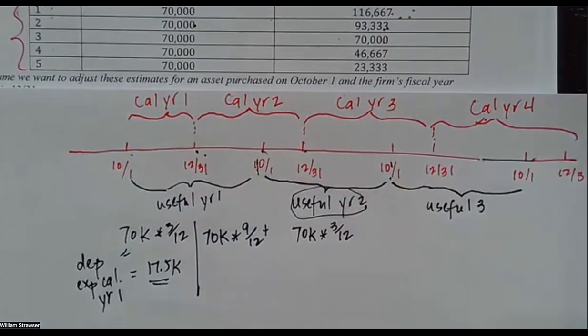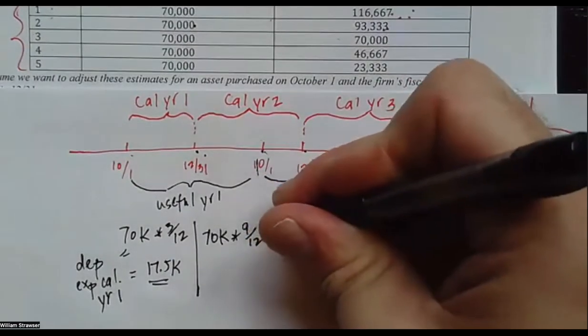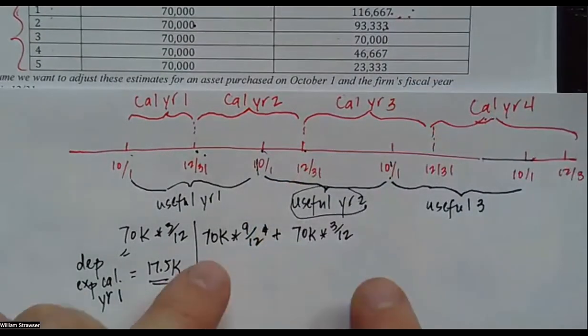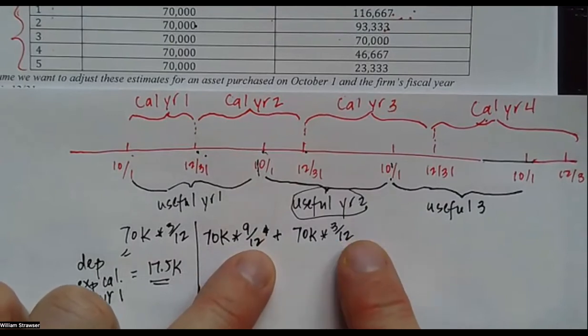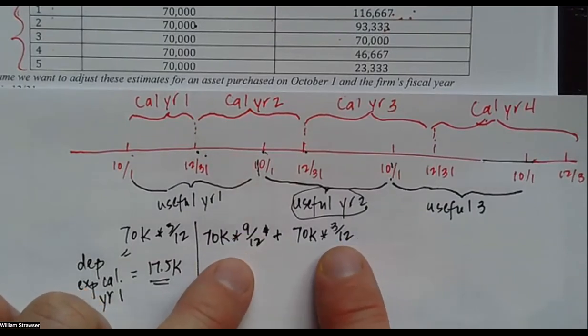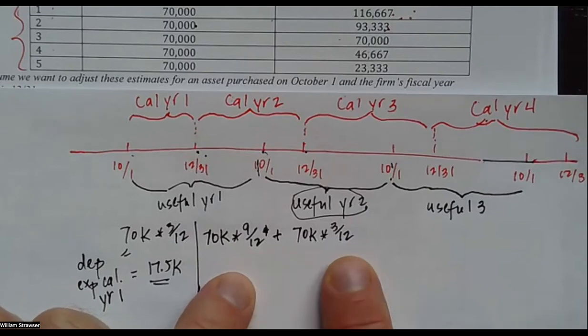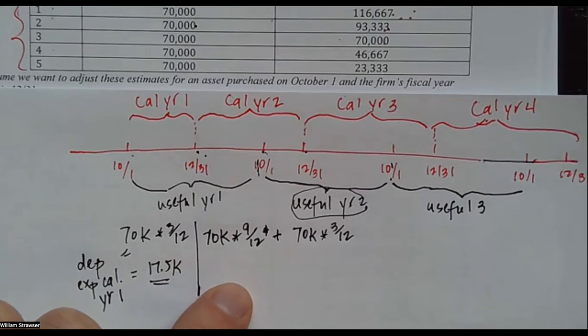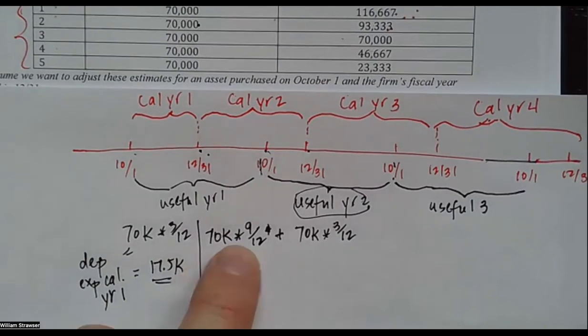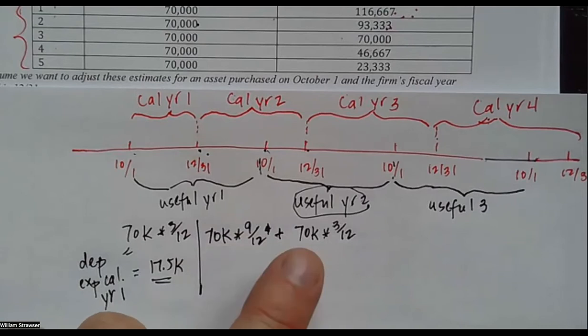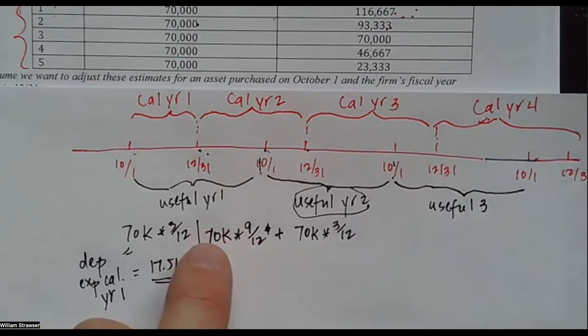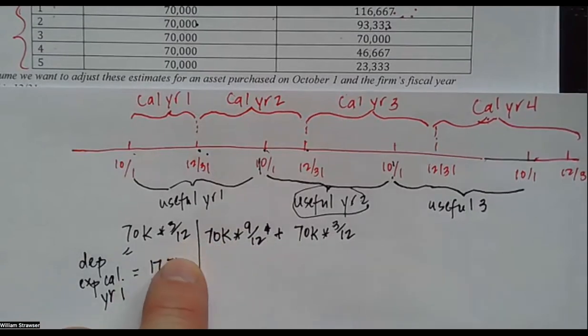And so if you notice, or you can imagine, because 9/12 plus 3/12 gives me 1, I'm just going to recognize $70,000 because it's straight line. So partial periods don't really mess up straight line. They can mess up the other ones because we're not going to repeat the same expense for the second useful year as we did the first useful year.